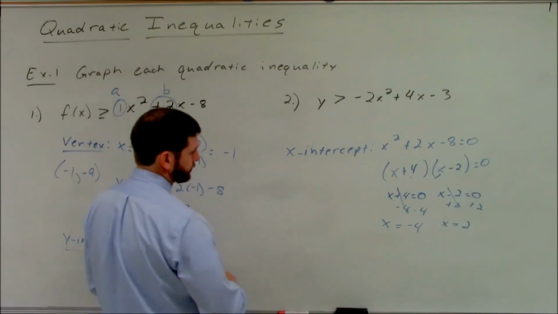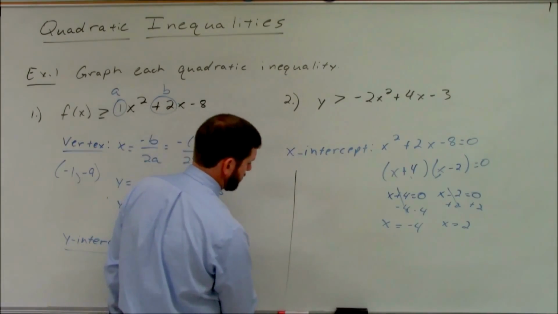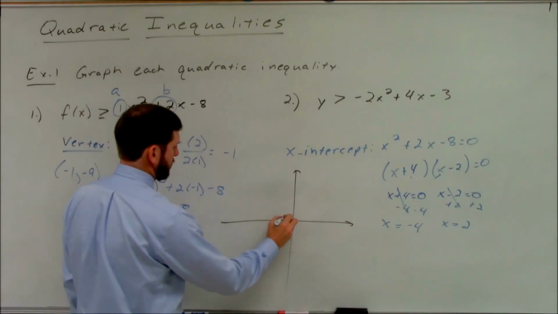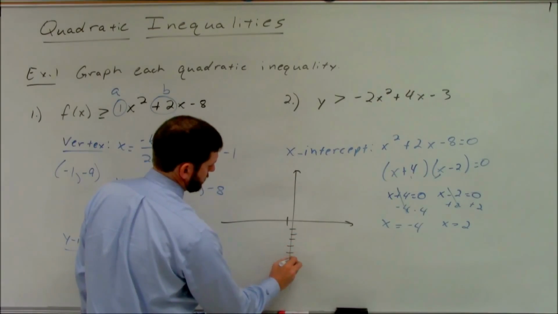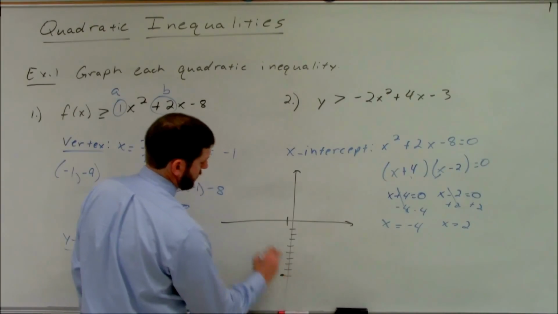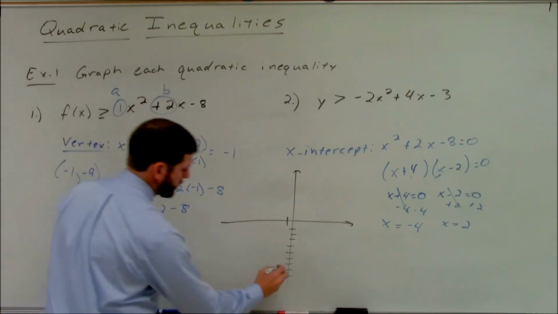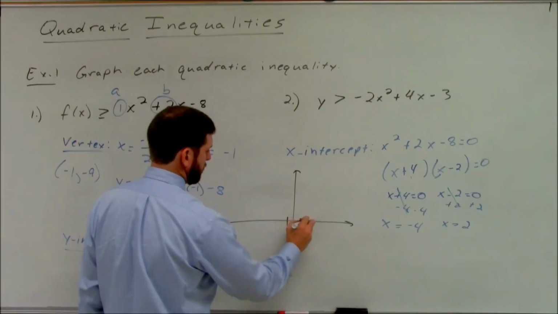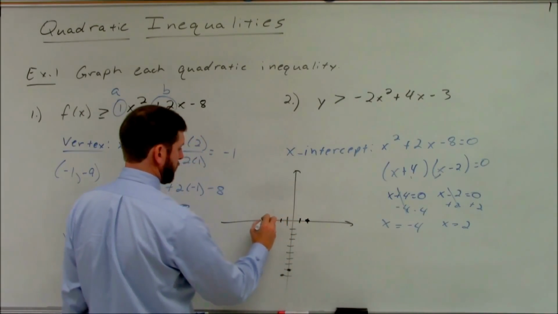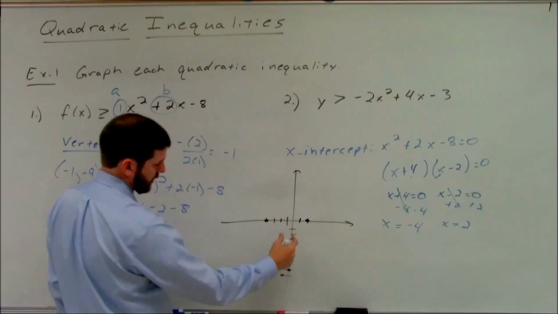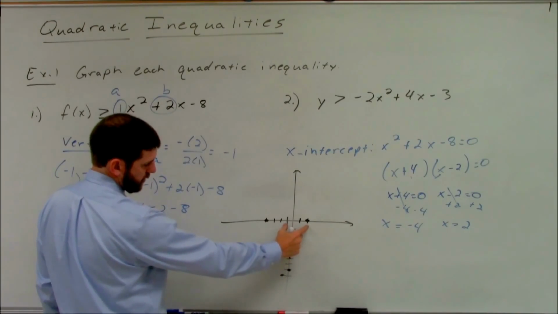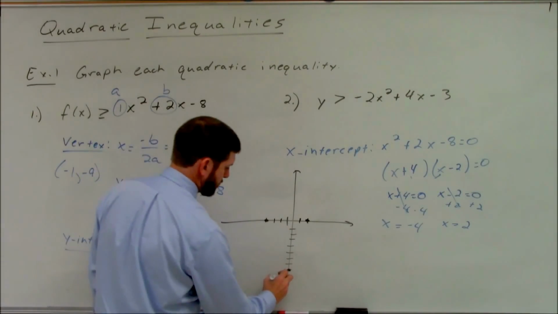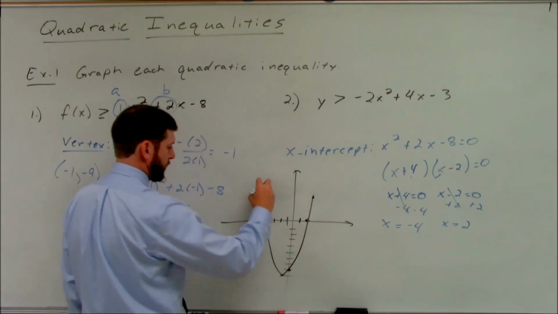Now we're ready to graph it. We just put all this information on a graph. So the vertex is at negative 1, negative 9. 1, 2, 3, 4, 5, 6, 7, 8, 9. The y-intercept is at 0, negative 8. X-intercepts are at positive 2 and negative 4. And we can see that that should check out because our x-intercepts are 3 units to the right of the vertex and 3 units to the left of the vertex. So it looks like all these calculations were done correctly.